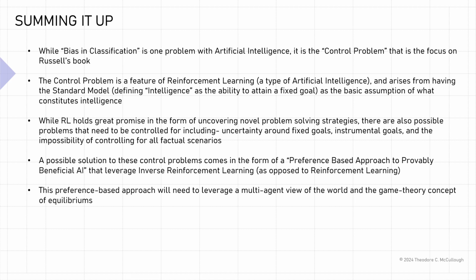A possible solution to these control problems comes in the form of a preference-based approach to provably beneficial AI that leverages inverse reinforcement learning as opposed to reinforcement learning. This preference-based approach will need to leverage a multi-agent view of the world and game theory concepts of equilibrium.